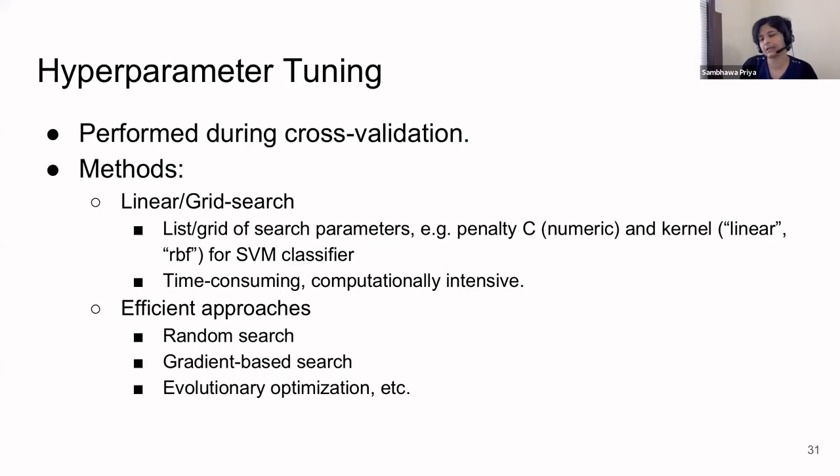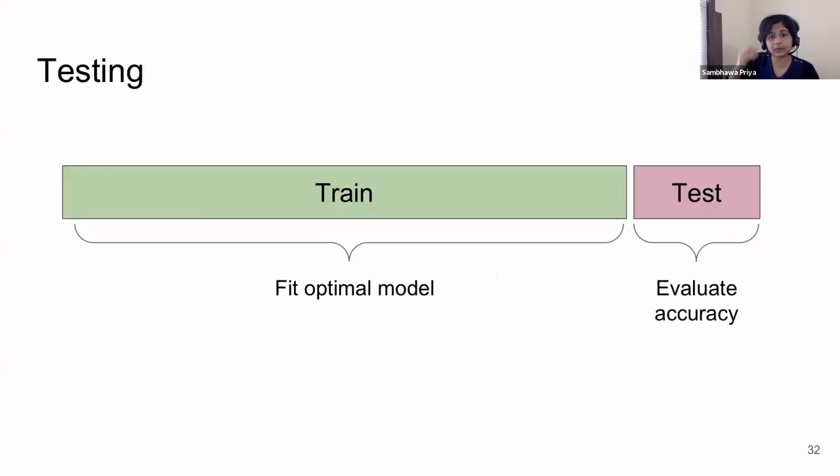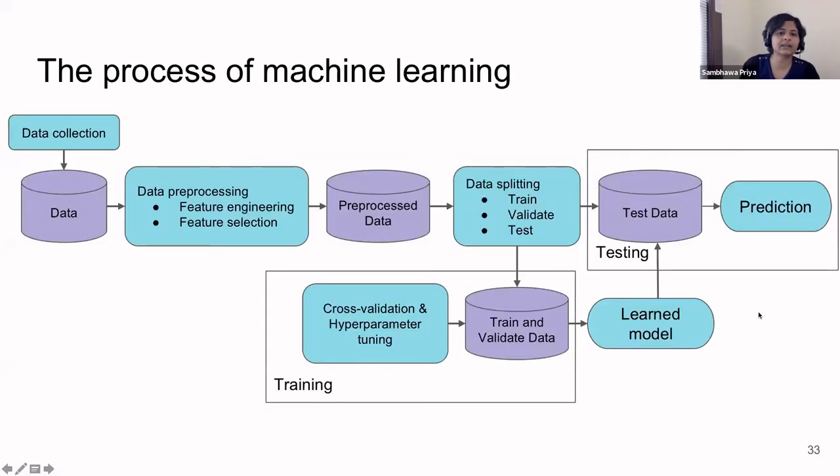So just to summarize here, once your optimal value for the hyperparameter is found, you fit the model on the entire training set with these best hyperparameters, these optimal hyperparameters, and then you assess the model using the test set. So then you evaluate the accuracy and whatever different performance metrics, which we'll see in a little bit. So basically, this is just a very brief overview of the different steps in the process of machine learning. Any questions before we move on?